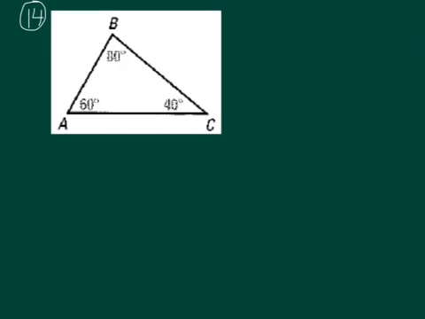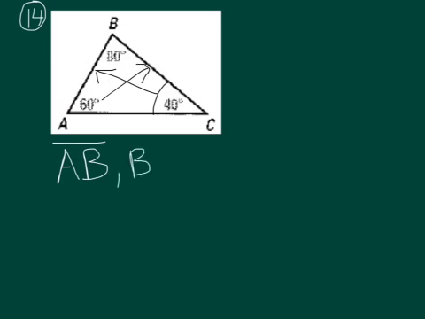Okay, on number 14, we're supposed to list the sides in order from least to greatest. So the smallest side is going to be the one opposite the smallest angle. So the smallest side is going to be AB. And then the next smallest angle is 60 degrees, so the side that's opposite of that is going to be BC. And then the largest angle is angle B, so the side opposite of that is AC. So that's the list in order from least to greatest.